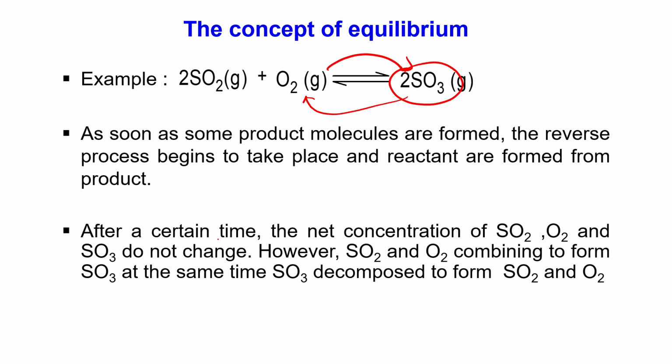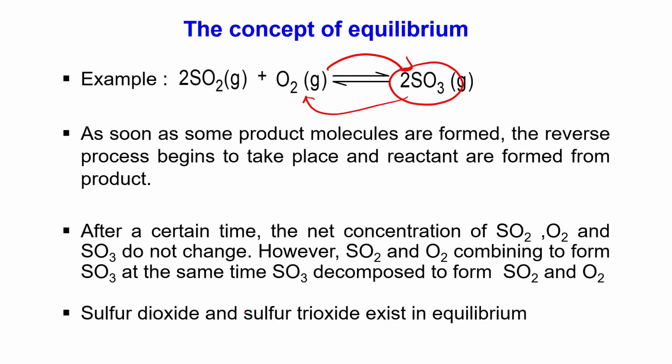After a certain time, the net concentrations of SO2, O2 and SO3 do not change. Pada satu ketika, concentration SO2, O2 dan juga SO3 tidak berubah. However, SO2 and O2 combine to form SO3 and at the same time SO3 decomposes to form SO2 and O2. Pada masa yang sama dia akan menghasilkan SO3 dan juga terurai. So the concentration does not change but the reaction still takes place. So sulfur dioxide and sulfur trioxide exist in equilibrium, dia berlaku dalam keseimbangan.